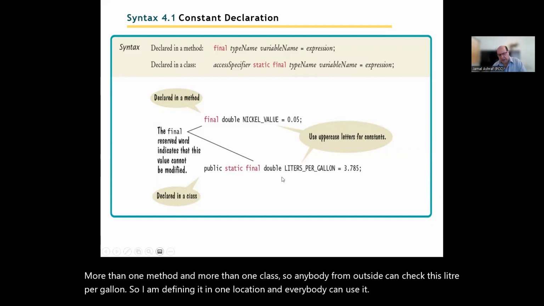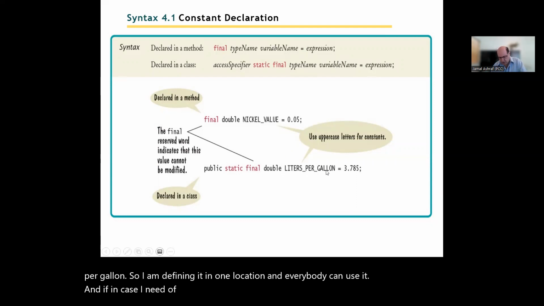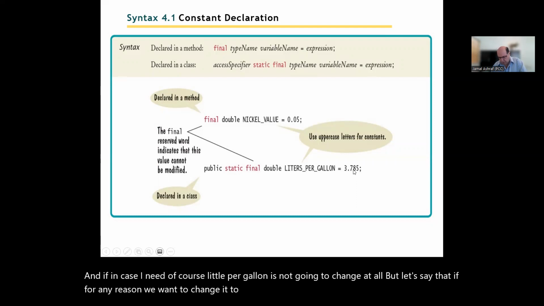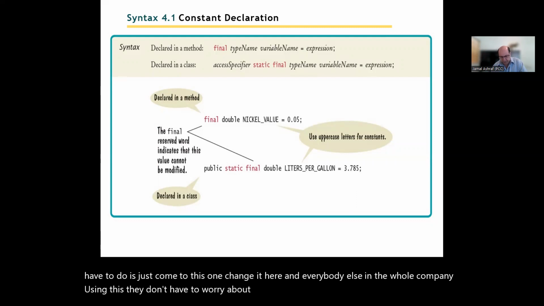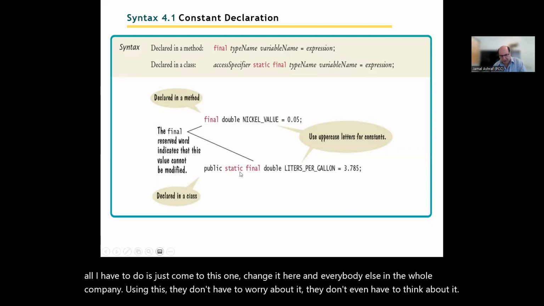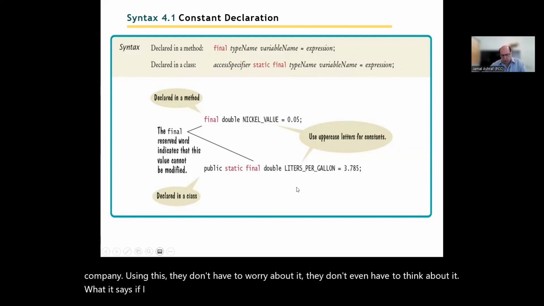And of course, liter per gallon is not going to change at all. But let's say that for any reason we want to change it to have more precision or do something else, all I have to do is just come to this one, change it here, and everybody else, the whole company using this, they don't have to worry about it. They don't even have to think about it. Versus if I didn't define it like this, I had to go to every program, every class in the company, find that number, and then change it.